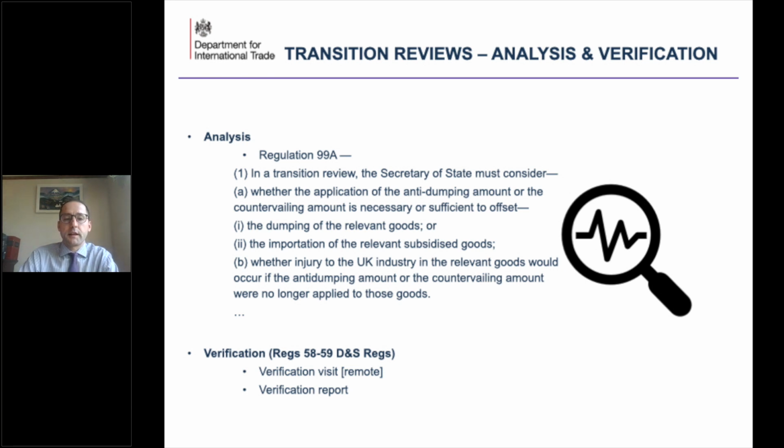So as you can see, in a transition review, the Secretary of State must consider, firstly, whether the anti-dumping or countervailing amount is necessary or sufficient in order to offset the dumping or the importation of subsidised goods. So that's the first mandatory consideration. And the second one is whether or not injury to the UK industry in the relevant goods would occur if the anti-dumping or countervailing amounts were no longer to apply to those goods. There are various other considerations and aspects to Regulation 99A, so I would suggest looking at that.